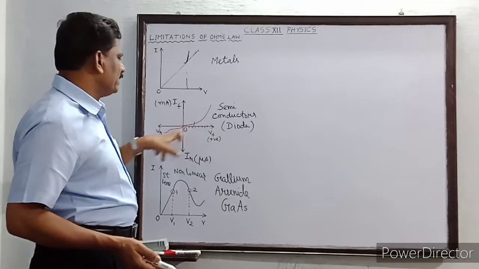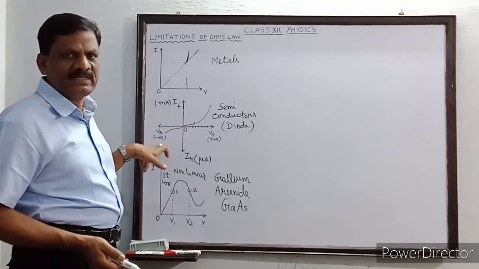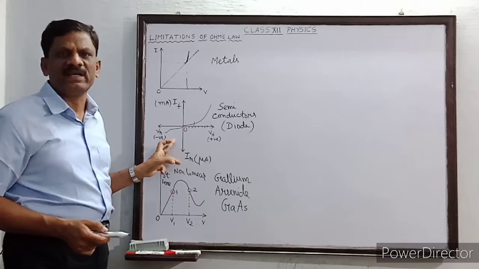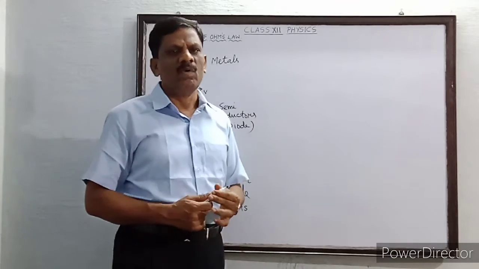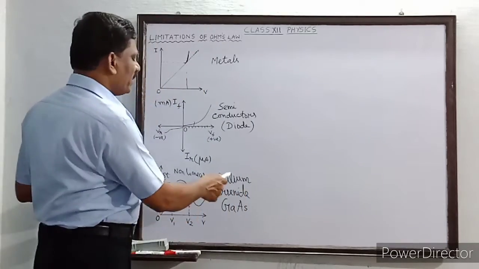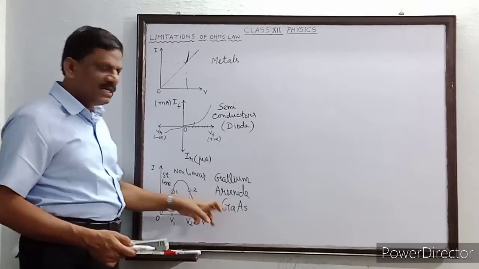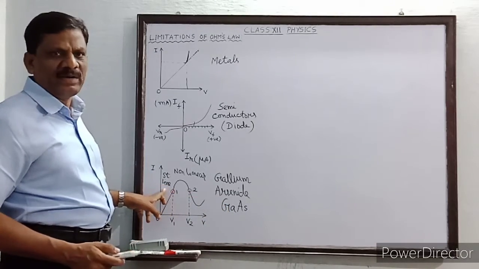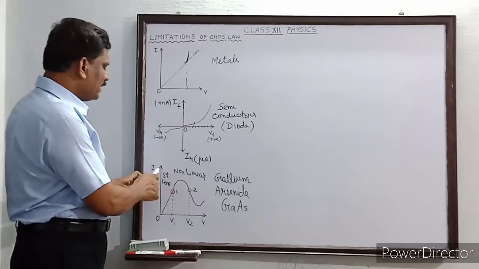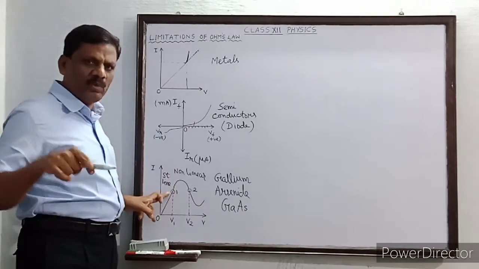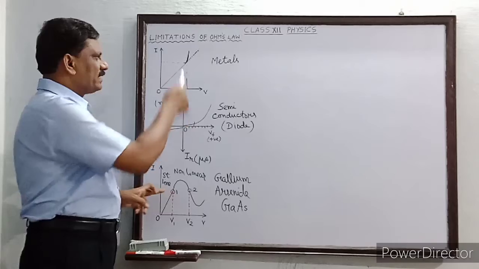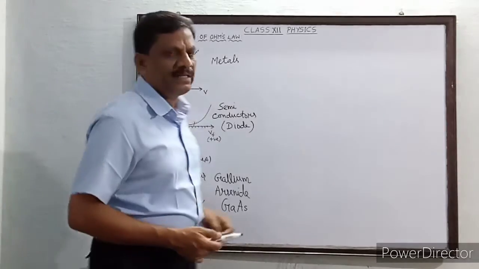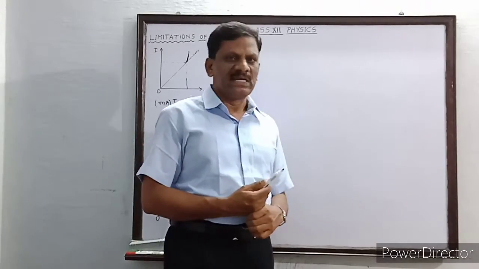And when the reverse voltage or the negative voltage is applied also, the graph is not a straight line. So it also does not obey Ohm's law. And in the third graph for gallium arsenide also, the voltage is not only deviating from the straight line path, but the current value is the same for two different voltages. So these are all examples of the limitations of Ohm's law.